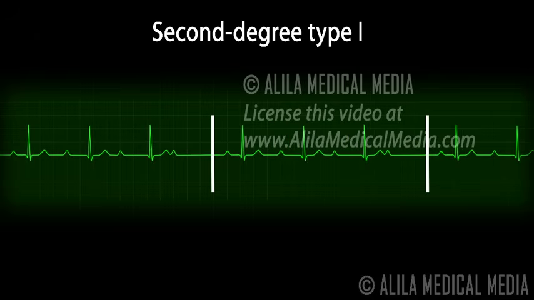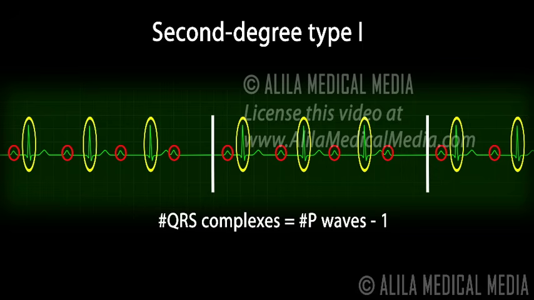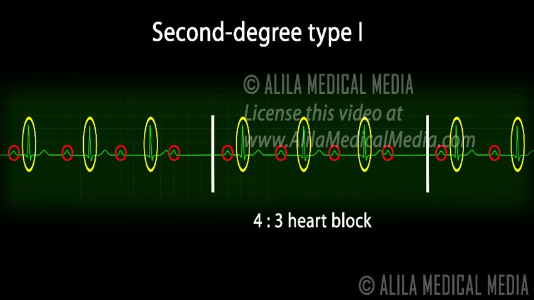As this usually repeats in regular cycles, there is a fixed ratio between the number of P waves and the number of QRS complexes per cycle. The number of QRS complexes always equals the number of P waves minus 1. In this example, there are 4 P waves for every 3 QRS complexes. This is a 4-to-3 heart block. Second degree type 1 blocks are usually mild and no specific treatment is indicated.